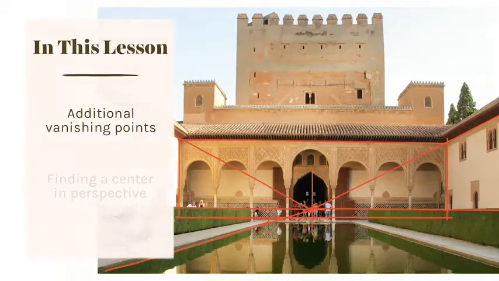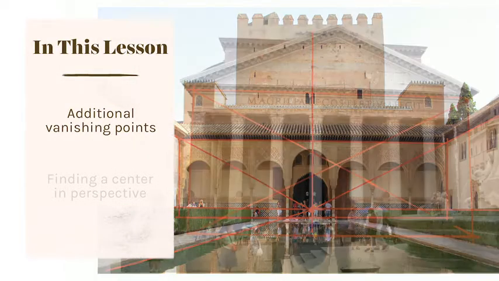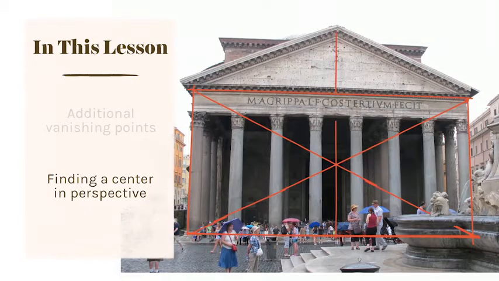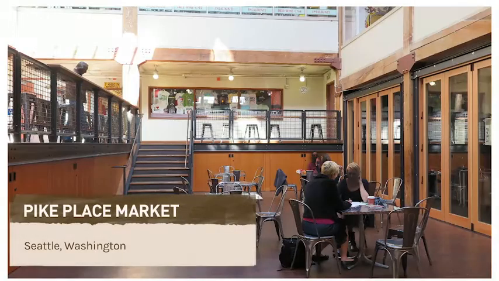In this lesson, you will learn how to use additional vanishing points for sloped surfaces, and also how to use diagonals to find a center in perspective, which is useful for lots of things. I've seen lots of sketchers have a hard time drawing architectural elements that are sloped. They try to copy the angles, but that's really too hard and often doesn't look quite right. So let's take a look at an image from Pike Place Market to understand how sloped surfaces work in perspective.